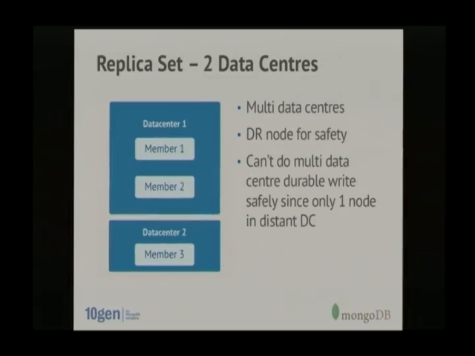Expanding that scenario to 2 data centers, we could have 2 nodes in one data center and 1 node in the other. In this case, the node in the other data center is there for safety or disaster recovery. In the event that data center number 1 failed completely, there aren't enough nodes in data center number 2 to actually fail over, but you do have a copy of your data. In the event that data center 2 failed, then data center number 1 is still going to be fine.